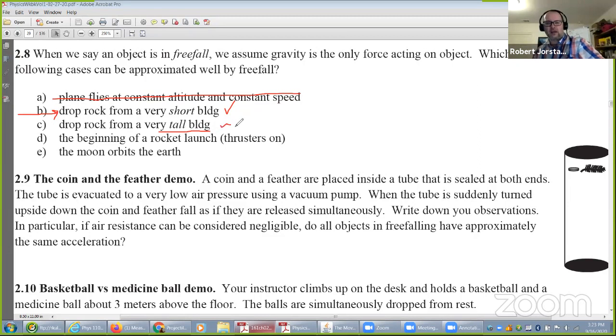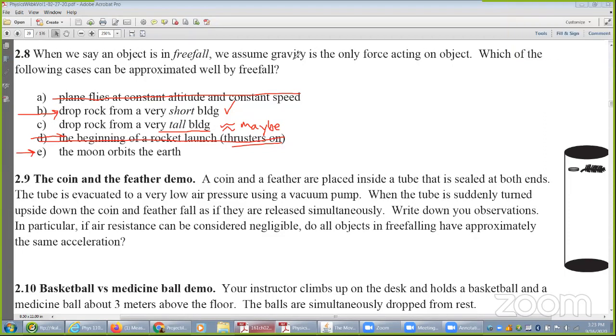Yes. I would say approximately, maybe. It depends on just how tall and how dense the rock is. If you drop pumice, maybe that's not as good as dropping granite. All right. How about the beginning of a rocket launch? If the thrusters are on, no. And then somebody else. How about the moon orbiting the Earth?